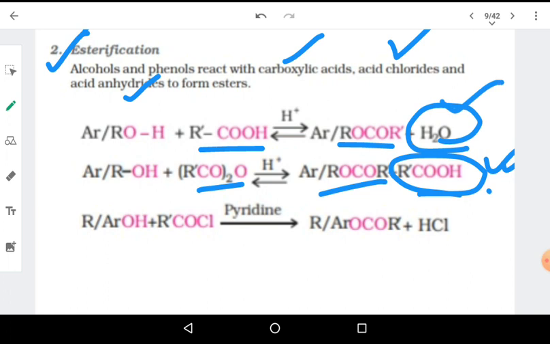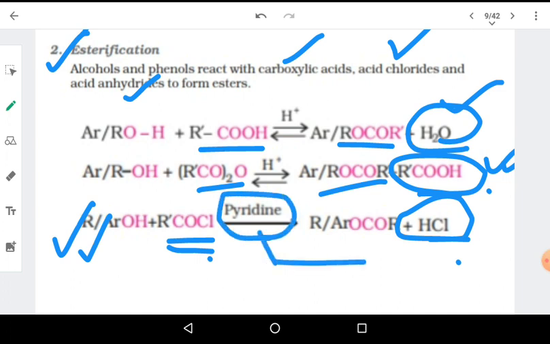But here in the case of R-COCl, that is in the case of acid chlorides, what happens is that there is liberation of HCl molecule. And since there is a liberation of HCl molecule, we need a base, that is pyridine, to neutralize this HCl. So this is very important. To neutralize the HCl molecule, we need pyridine.